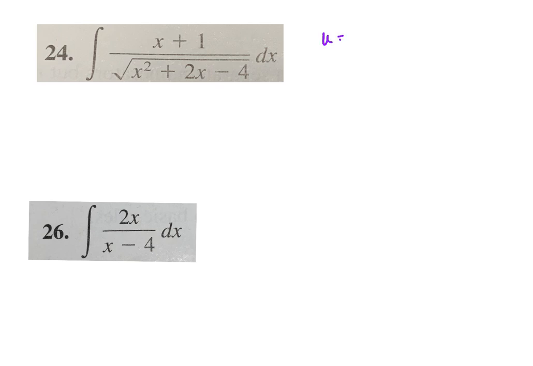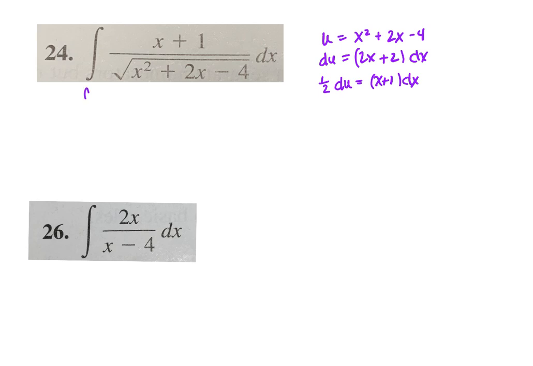So your u here would be the denominator. So u would be x squared plus 2x minus 4. du would be 2x plus 2 dx. We just want x plus 1. So if you pull a 2 out, you would get 1/2 du equals x plus 1 dx, which is what we want.